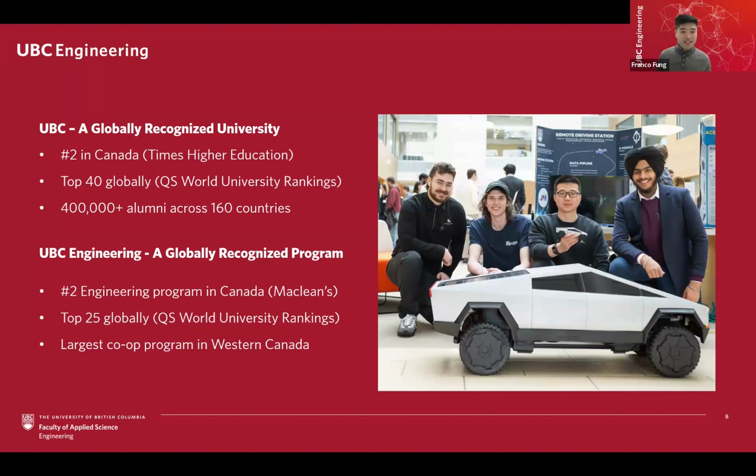Now, when we look at UBC Engineering specifically, Maclean's has ranked UBC Engineering as the #2 engineering program in Canada, based on program and research reputation. QS World University Rankings ranks our engineering program among the top 25 in the world. And we're also home to the largest co-op program here in Western Canada, where you're going to have an opportunity to get connected with some fantastic employers through our employer partnerships to help set you up for success. We'll talk a little bit more about co-op later on. But overall, to sum up this slide, if you join us at UBC, you're going to be joining one of the top ranked universities in the world.